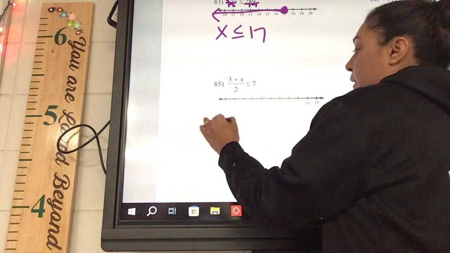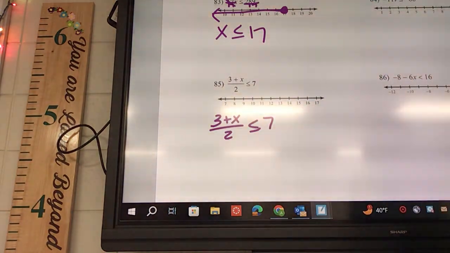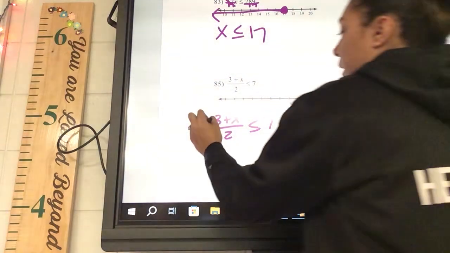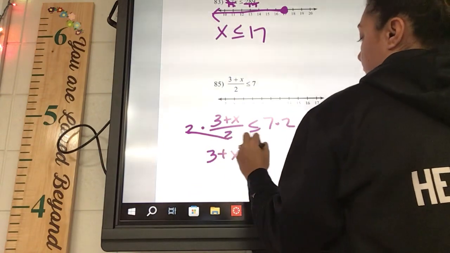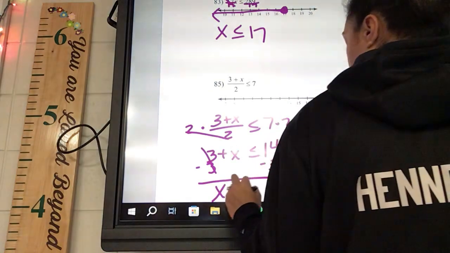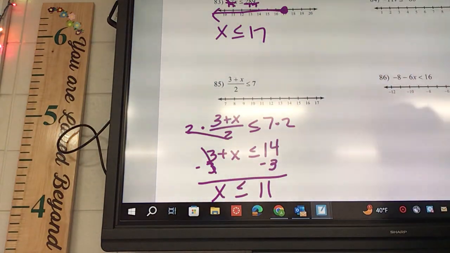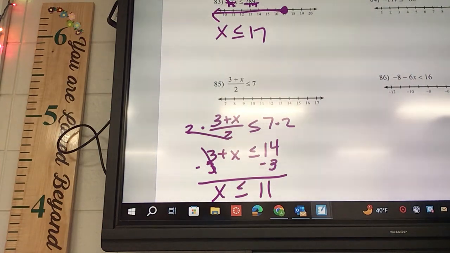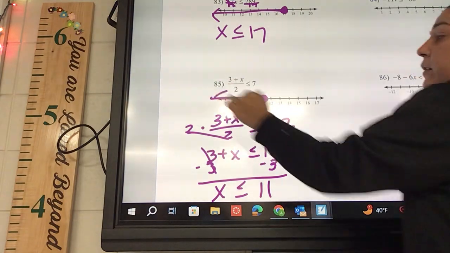Okay, this one I'm going to have to write down because there's more steps. But okay, our first step is going to be times by 2 to get rid of that 2 on the bottom. Okay, so I got 3 plus x, that's going to be 14. And then we're going to minus 3 on both sides. Okay, so it's going to be 11. On the 11, is it going to be open or closed? Closed, and then going which way? To the left.